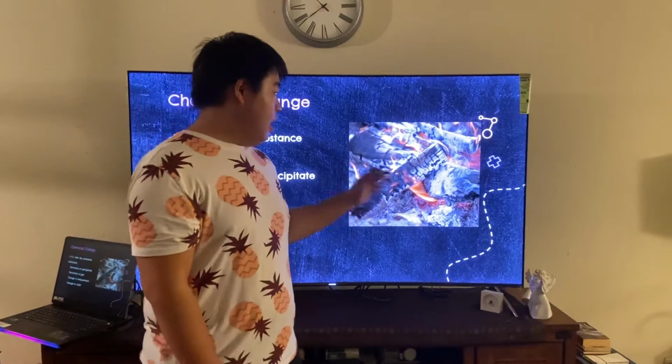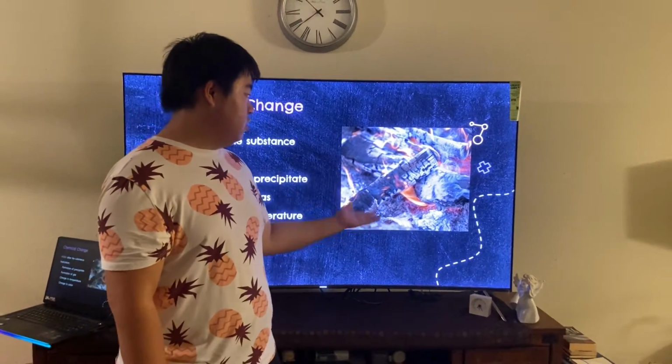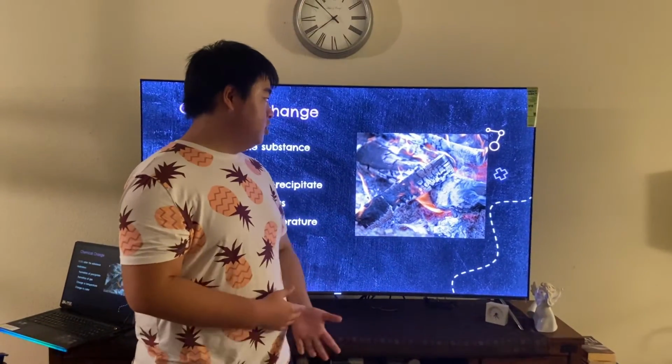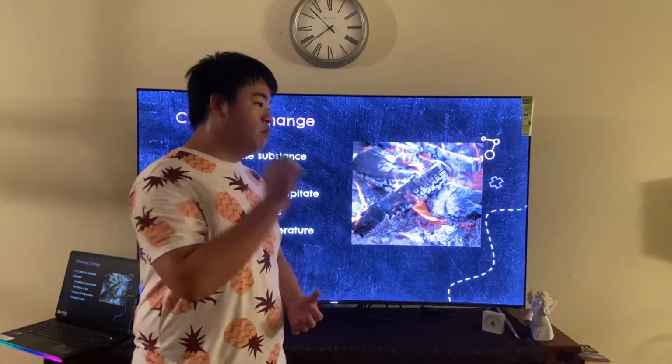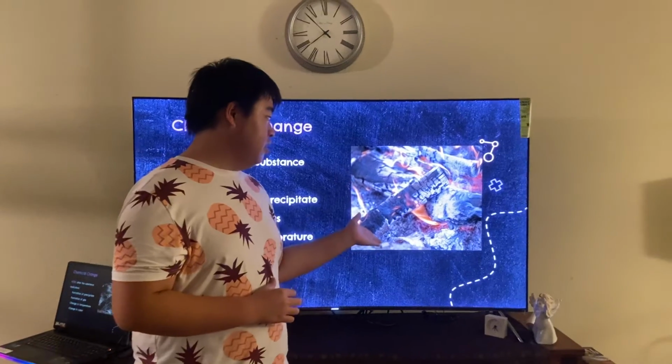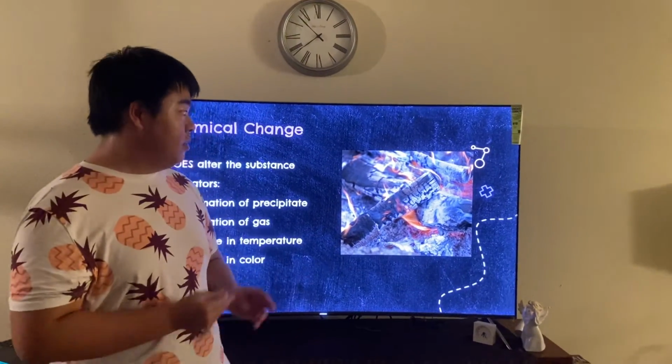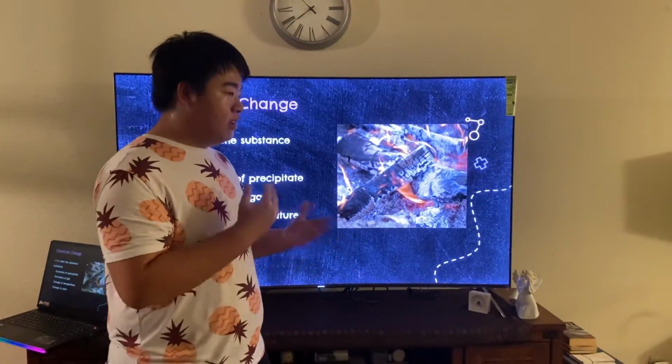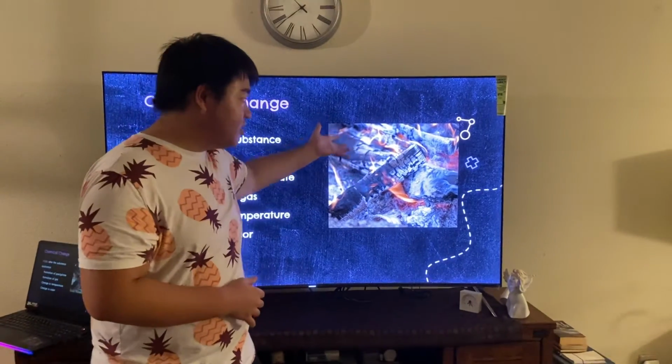And here in this picture, I indicate the change of a combustion reaction with wood. As the wood is burned, the logs react with the oxygen in the air to produce carbon dioxide and water vapor releasing, causing the formation of gases.